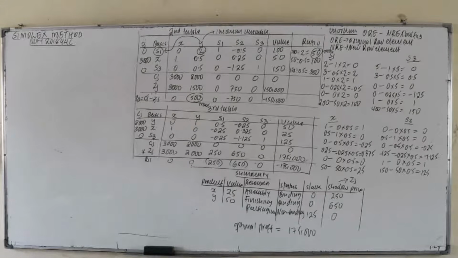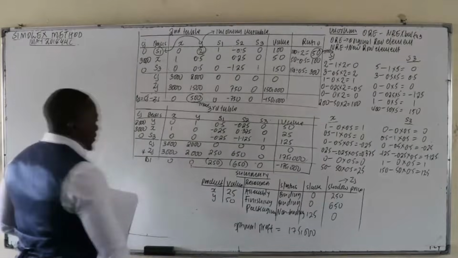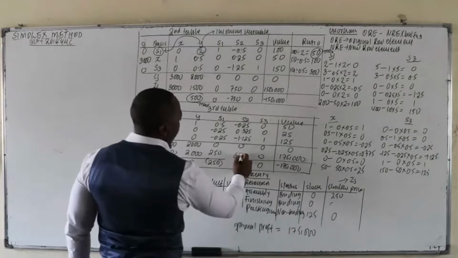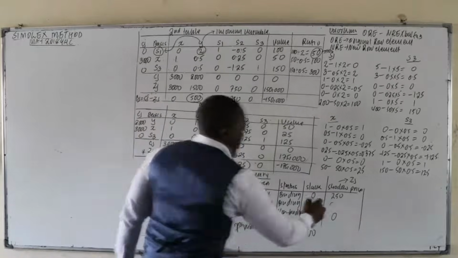Open May 2018, question 4C. Yeah, that should be 625.